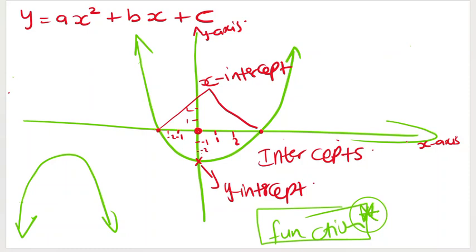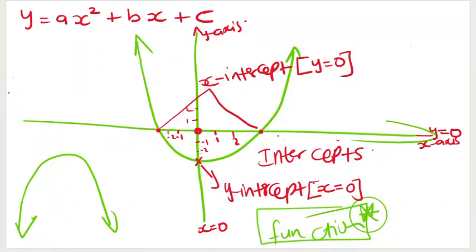So what this means is that on the x-axis, this is where we have y equal to 0. And on the y-axis, this is where we have x equal to 0. That is why we say to get the y-intercept, we are going to replace x by 0. And to get the x-intercept, we will replace y by 0. This is because the x-intercepts are on the line where y is 0, and the y-intercept is on the line where x is 0.